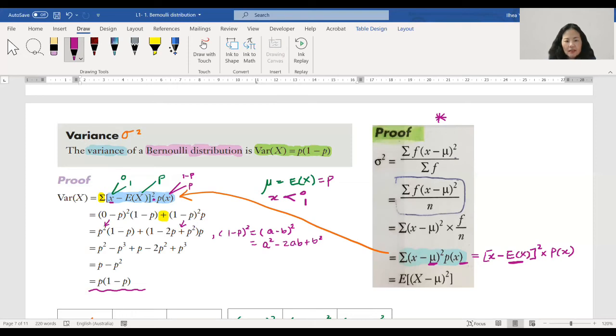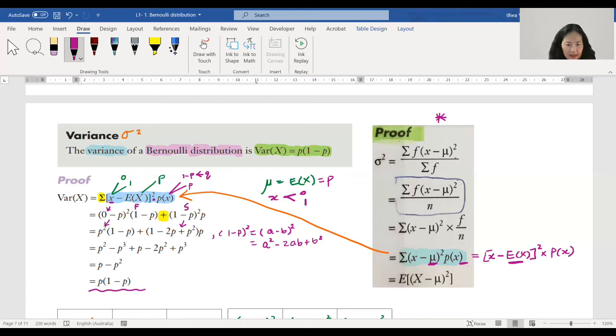We are looking at the fail case first. This is the fail case, and that's the success case. Fail is what? 0 minus p squared. So I put 0 for x, and then E of X turns into p, success, and then we have to square it, and then times by the fail case, which is 1 minus p. Okay, you times it together, and that's our fail case, and then plus the success case, and then we have to add it all together to get our variance.